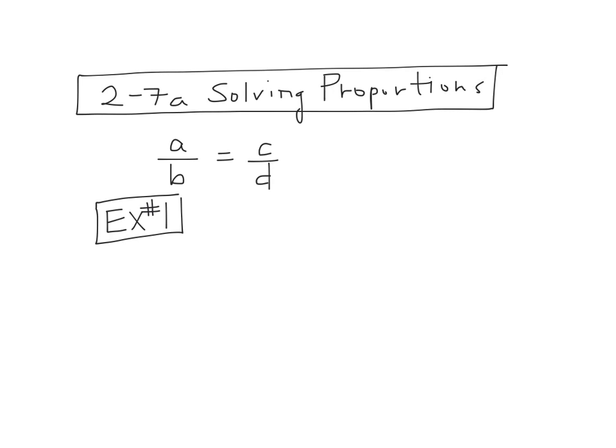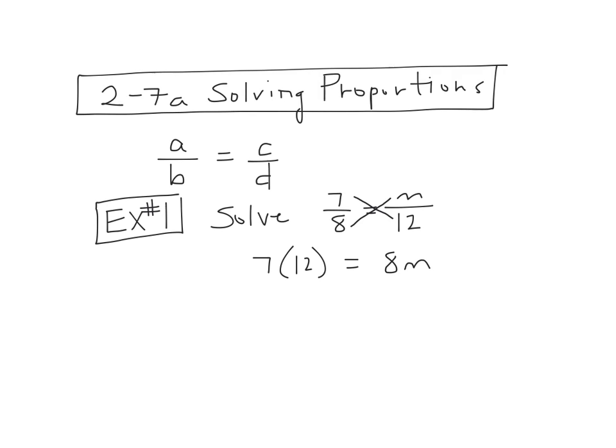So for this first example, we're going to say solve this proportion. And the proportion is 7 over 8 equals m over 12. Okay, so when there's that equal sign in between, what we're going to do is we're going to cross multiply. So that means you take the top left and you multiply it by the bottom right. So 7 times 12. And then you drop your equal sign in, and then you do the other cross, 8 times m.